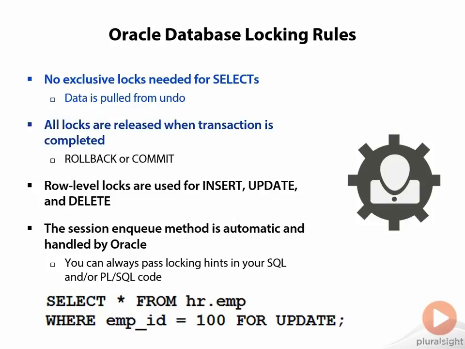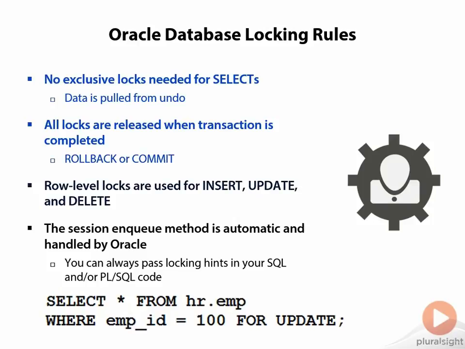But once a user issues a commit or a rollback, then the locks that session has are released by Oracle, and then any subsequent selects against that row will include the changes because they've been committed, or they frankly won't include the changes if the active session had done a rollback. Do you see what I'm saying?